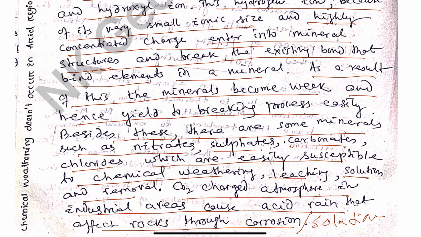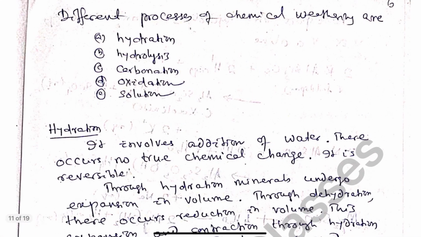As we see in case of limestones, they are converted into calcium bicarbonates through reaction with carbonic acid. So what are the different processes of chemical weathering? They are hydration, hydrolysis, carbonation, oxidation and solution. These are the common processes of chemical weathering.